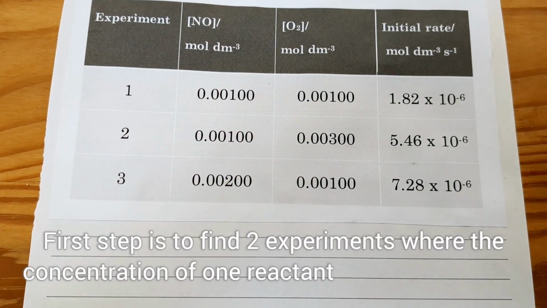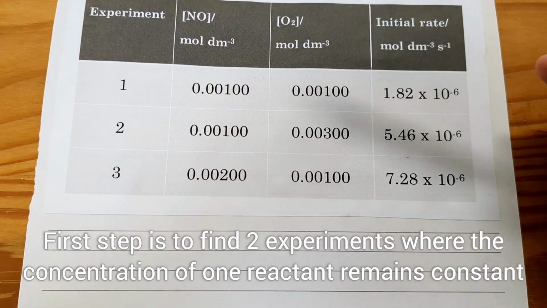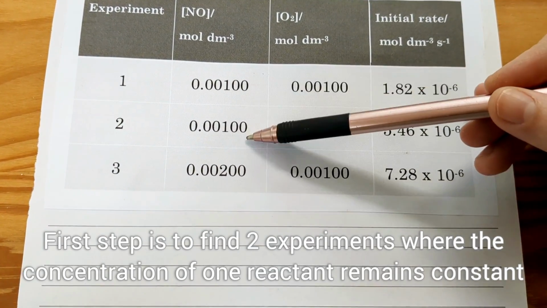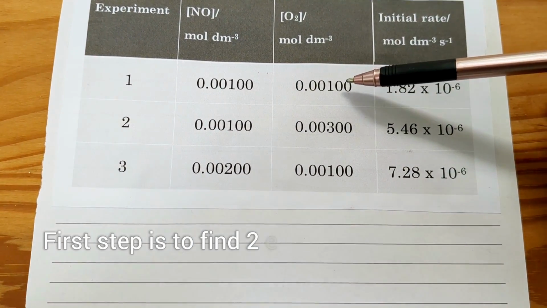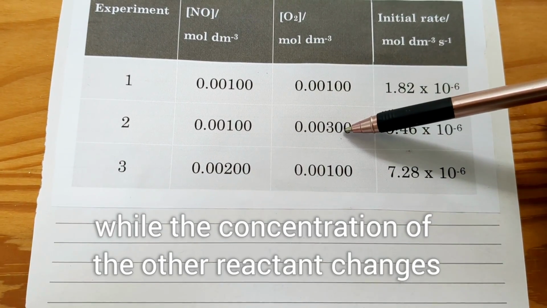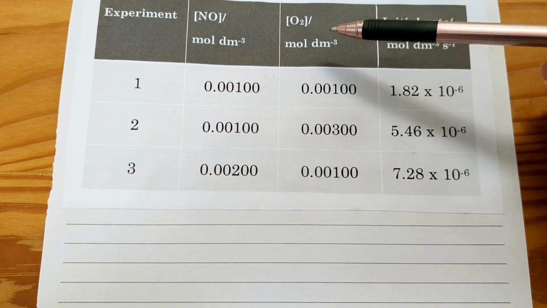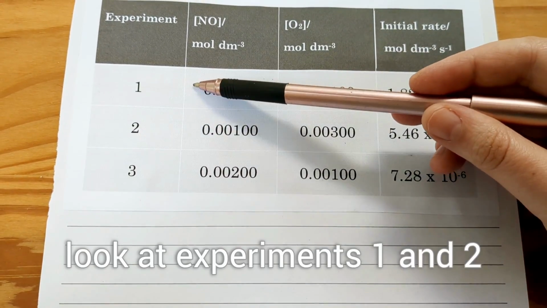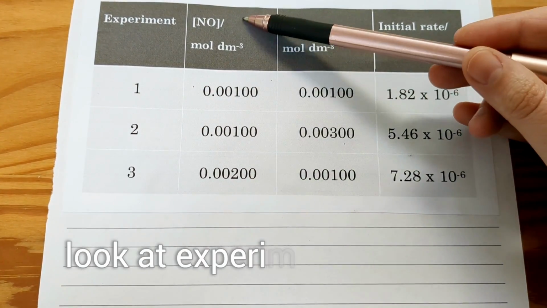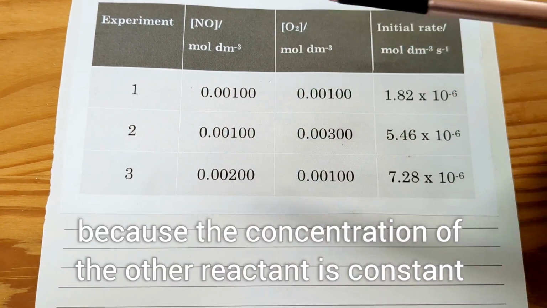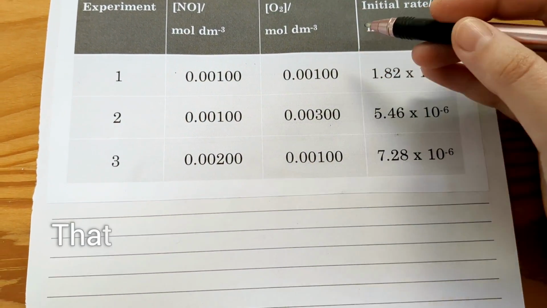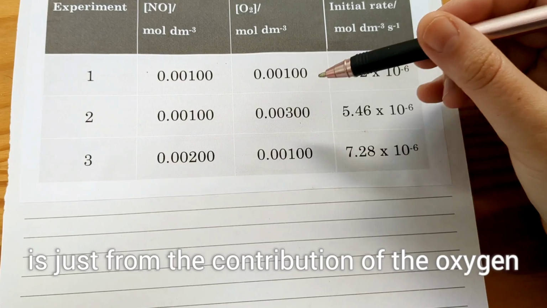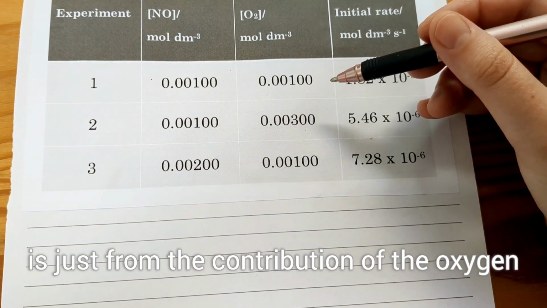The first step in a question like this is to find two experiments where the concentration of one of the reactants remains constant while the concentration of the other reactant changes. So if I want to find the order with respect to oxygen, I'm going to look at experiments 1 and 2 because the concentration of the other reactant is constant. And that means whatever is happening to the rate of reaction here is just from the contribution of the oxygen.